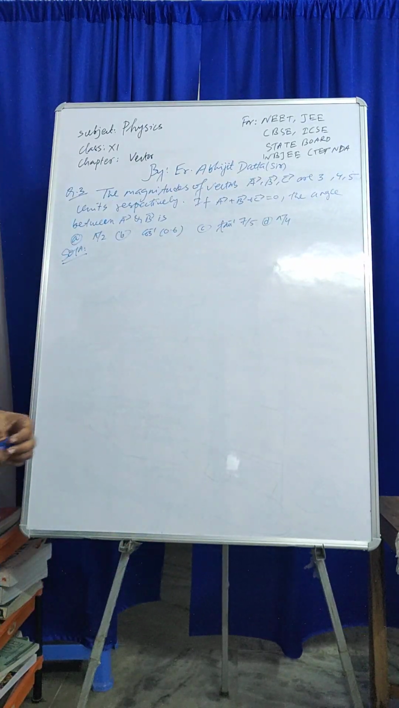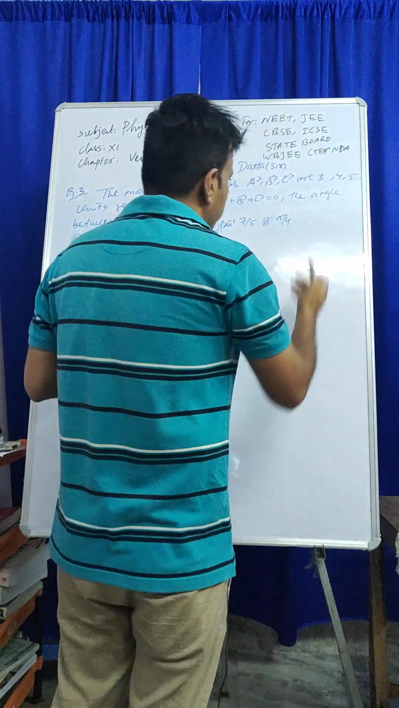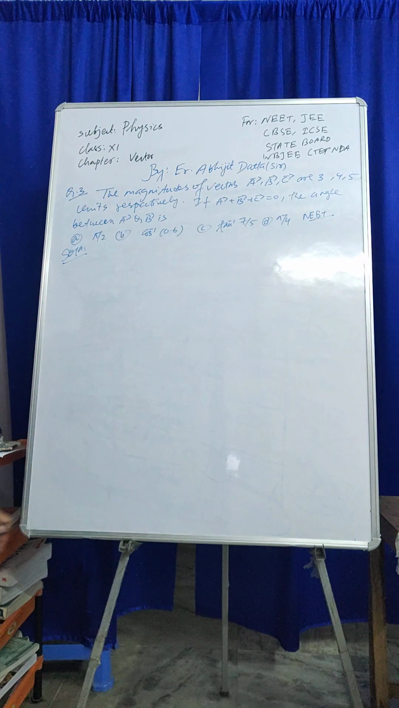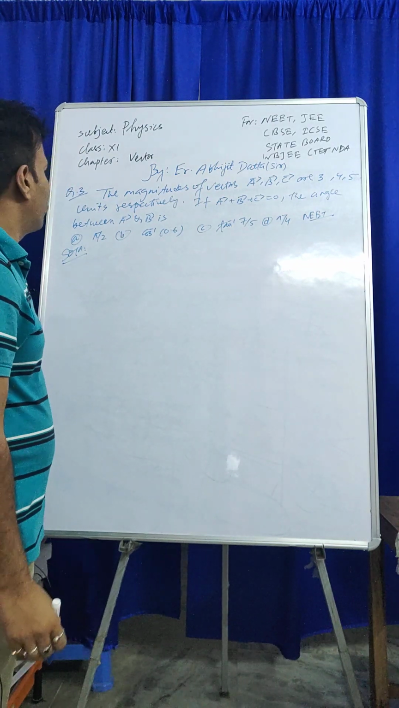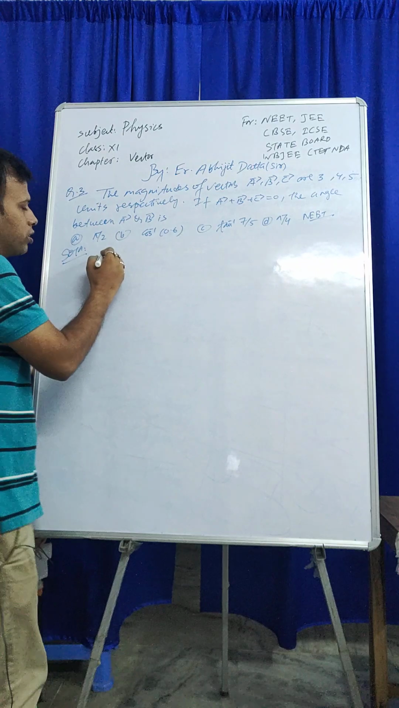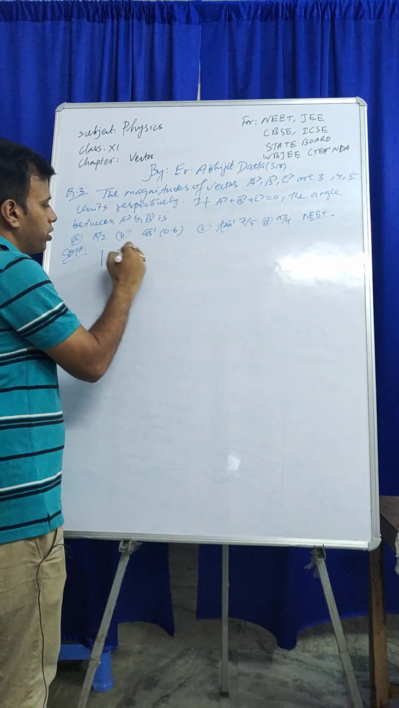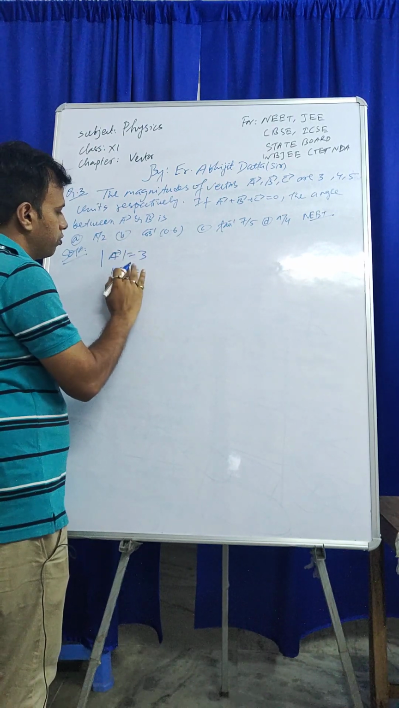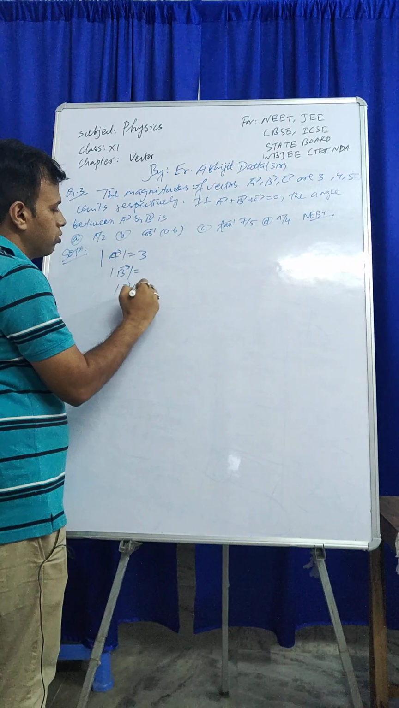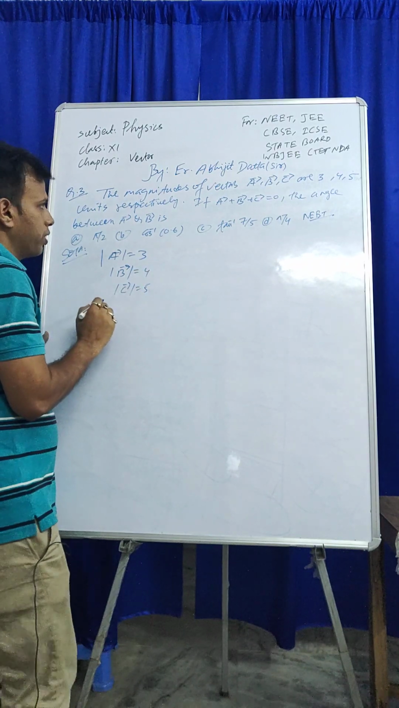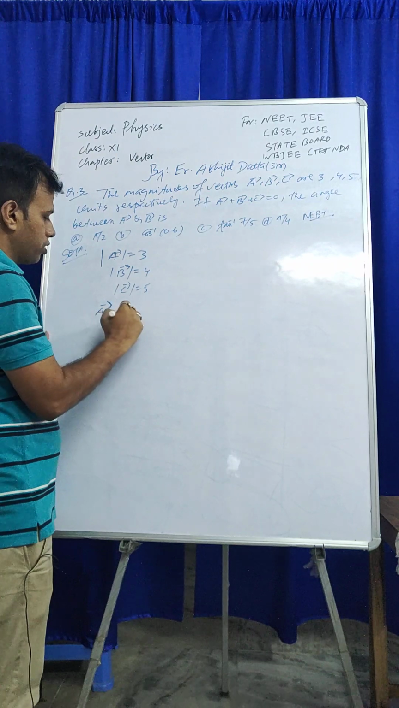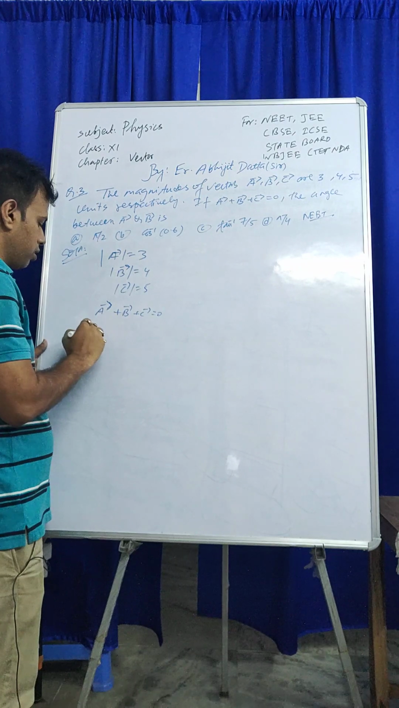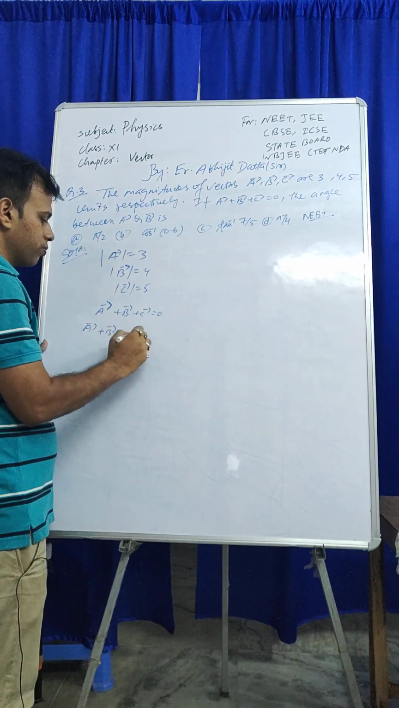So students, our next question, and this question also came in NEET, earlier PMT, now NEET. The magnitudes of the vectors A, B, C are 3, 4, 5 units respectively. So what is given? Mod A is equal to 3, mod B equal to 4, and mod C is equal to 5. Also given, A vector plus B vector plus C vector is equal to 0. So we have to find the angle between A and B.